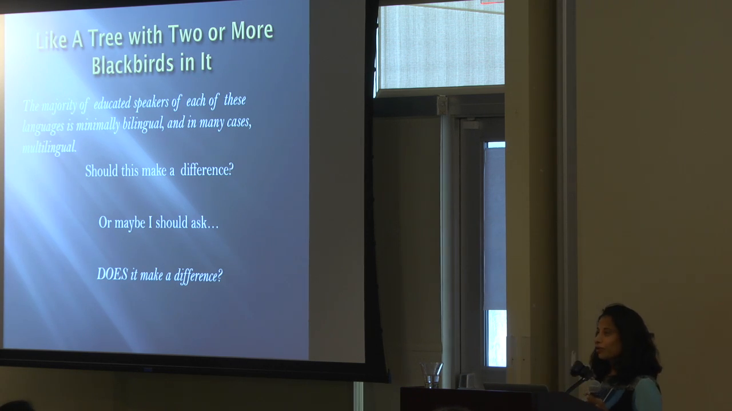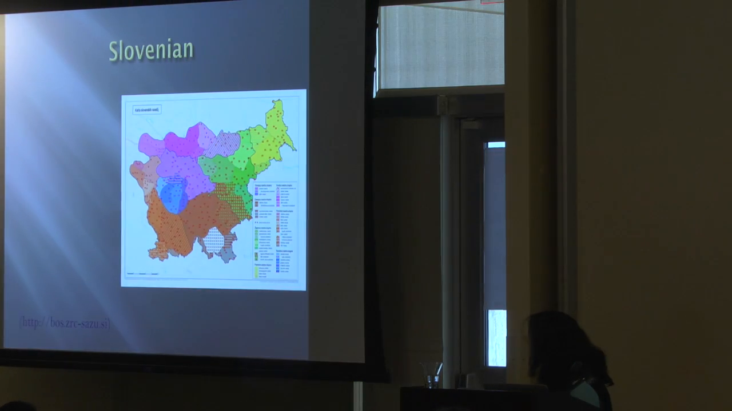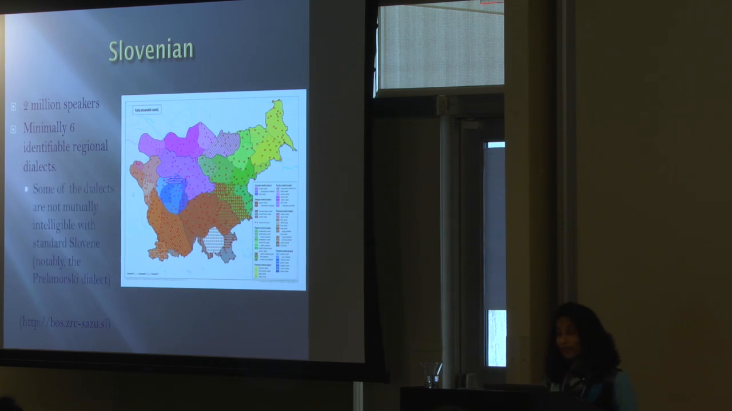So let's actually look at a profile of each of the languages first. Slovenian is spoken by about 2 million speakers. That's a pretty small number. Yet with this very small number of speakers, there are minimally 6 identifiable regional dialects. And some of these dialects are pretty close to standard Slovenian, but some are in fact not at all mutually intelligible with standard Slovene. That is to say, if you speak the Prekmurski dialect, which is spoken on the border with Hungary, a person who only knows standard Slovene will not be able to understand you.